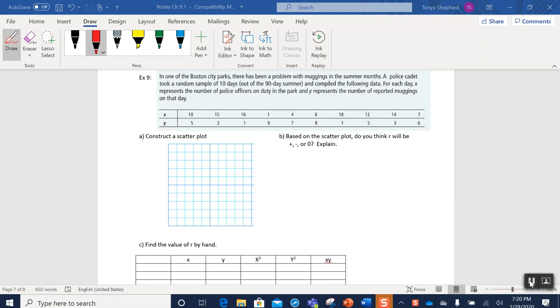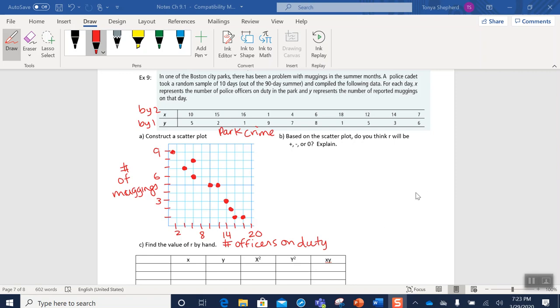Okay, so I went ahead and on my x-axis, in order to fit this, I counted by 2's. My y numbers only went up to 9, so on my y-axis I just counted by 1's. I've got everything labeled so you can read my graph, and then I just went through and plotted my points, 10, 5, 15, 2, 16, 1, etc. And so my graph looks like this.